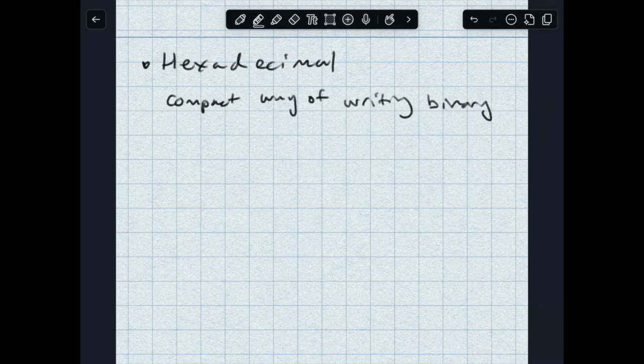In addition to binary, I just want to talk briefly about hexadecimal, which is a compact way of writing binary using fewer digits. So hexadecimal is base 16. Essentially, the easiest way to think about this is if I have a 4-bit number in binary, 2 to the 4 has 16 possible values. I can represent that using a single digit. What that means is I'm going from 0 to 15.